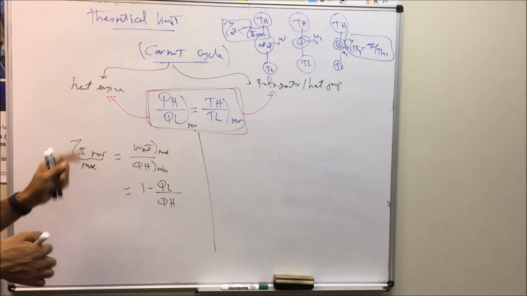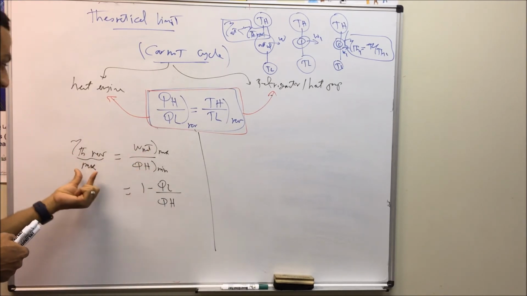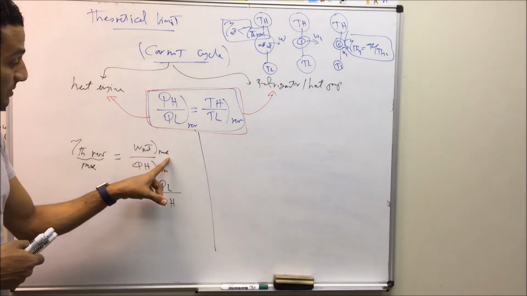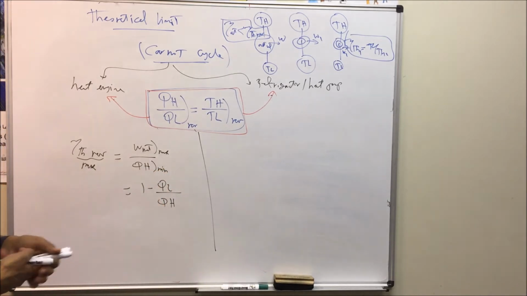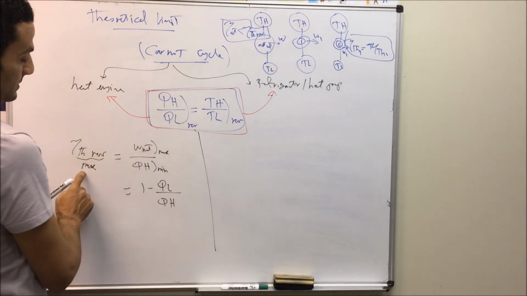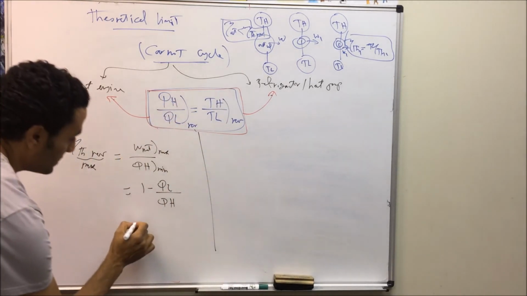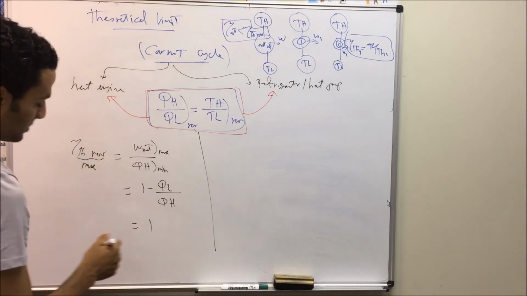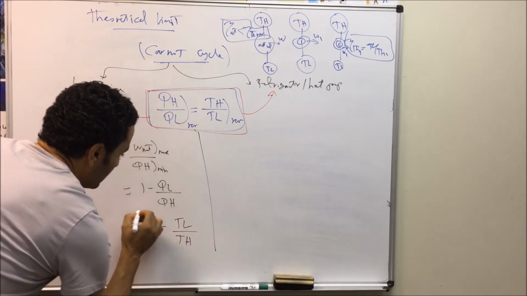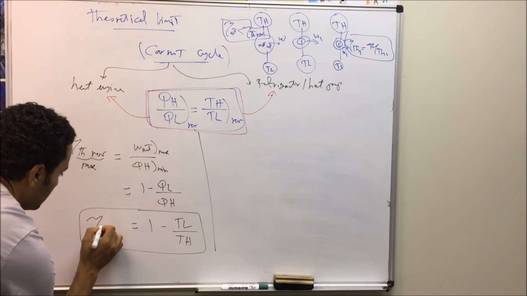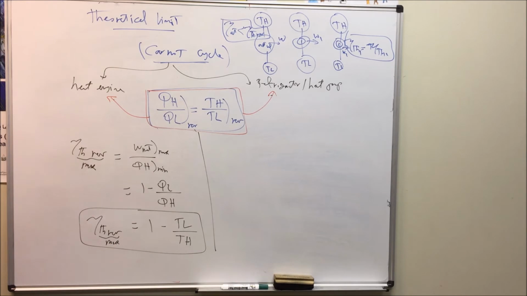The actual efficiency of a heat engine equals work net divided by Q high. But the maximum efficiency equals the maximum work out divided by the minimum heat input to the system. As the cycle is reversible, Q high over Q low is the same as T high over T low. So the maximum or reversible efficiency of a heat engine is equal to 1 minus T low divided by T high. And this is called eta thermal reversible, or the maximum efficiency of a heat engine.